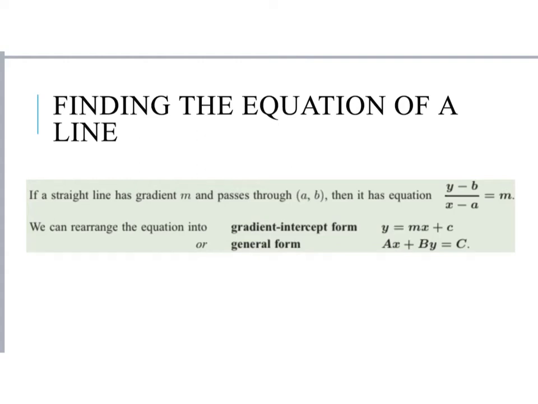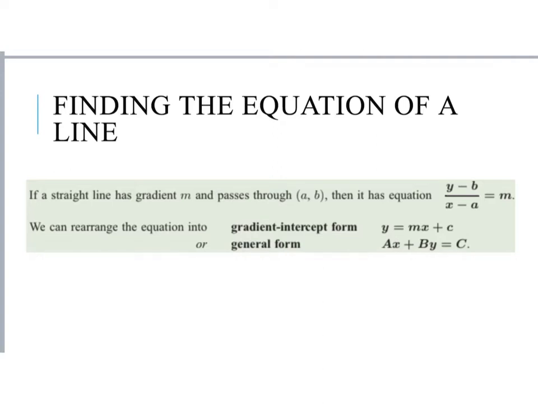Hi Year 10s. We're going to talk today about finding the equations of lines. So we've talked about the two different types of equations of lines. There's slope-intercept form or gradient-intercept form, and there's general form. But if we're given information now, how can we go from that information to the equation of the line?